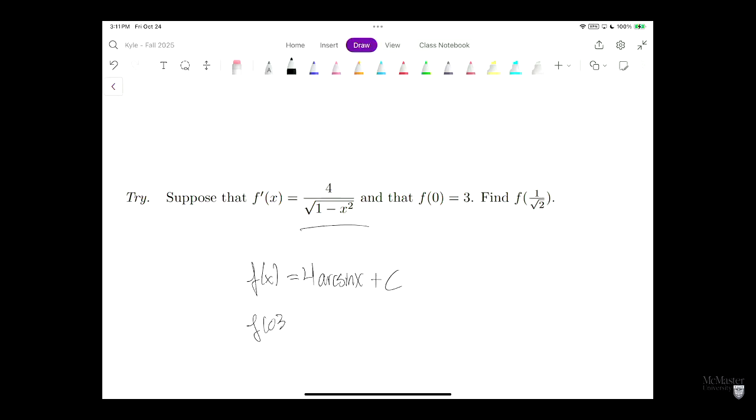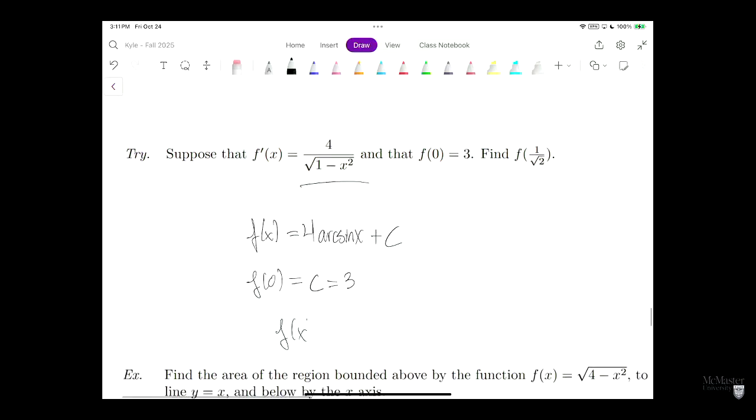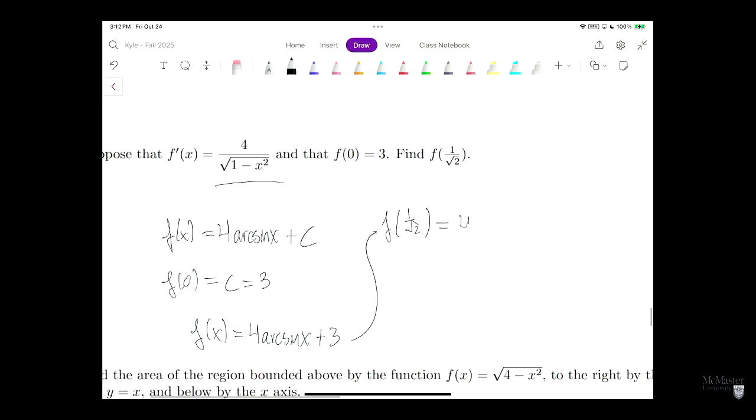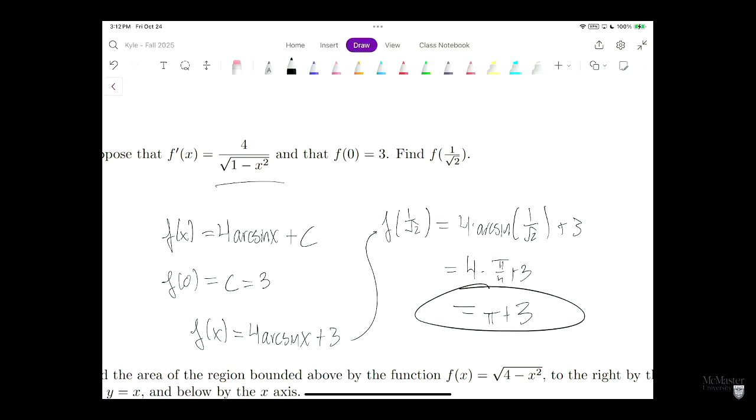So f of 0 is 0 plus c, which is equal to 3. So f of x is equal to 4 arc sine of x plus 3. So f of 1 over root 2 is equal to 4 times arc sine of 1 over root 2. Does anyone know what the arc sine of 1 over root 2 is? Yes, very good. Plus 3. So it's 4 times pi over 4 plus 3, which is pi plus 3. So that's like 6.